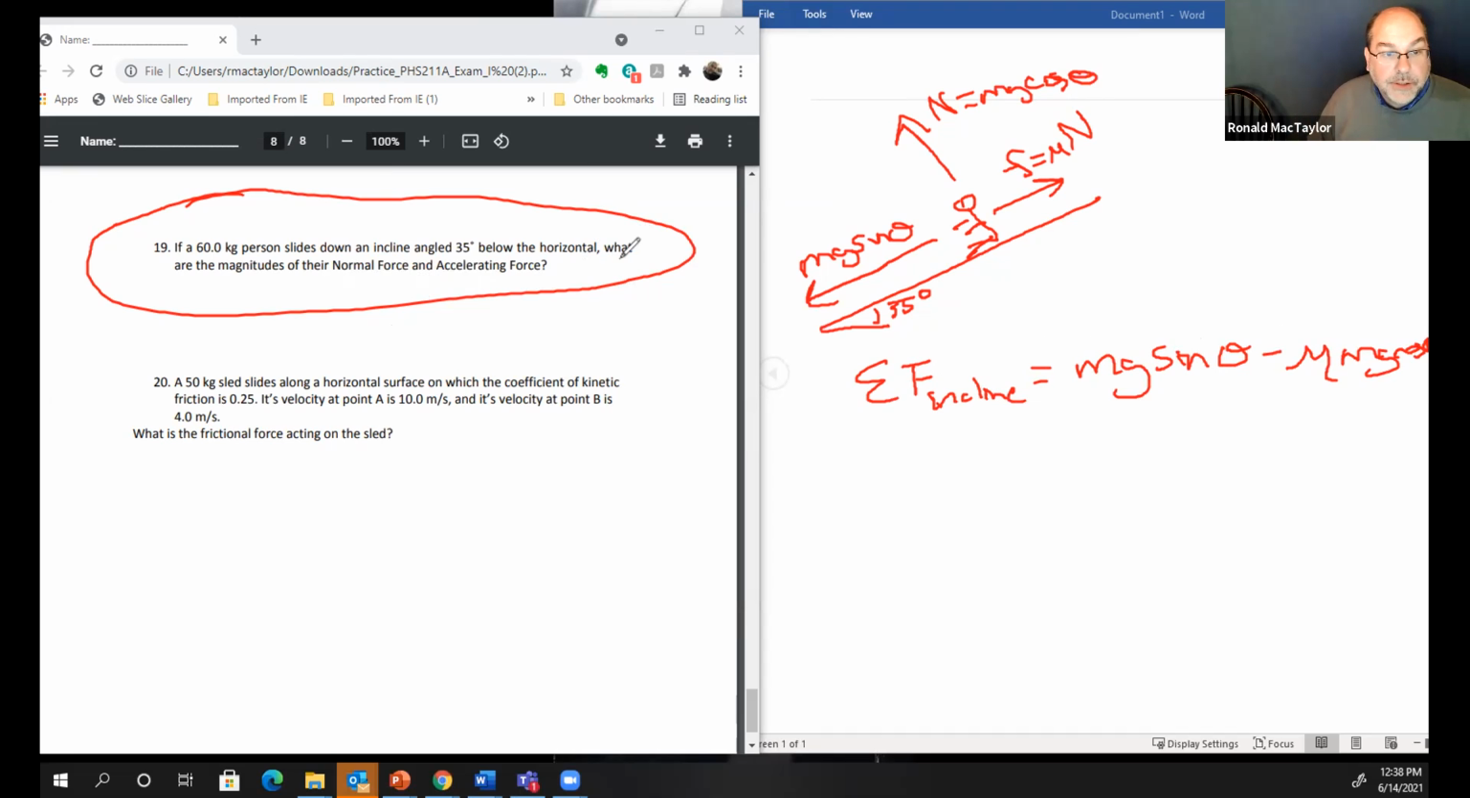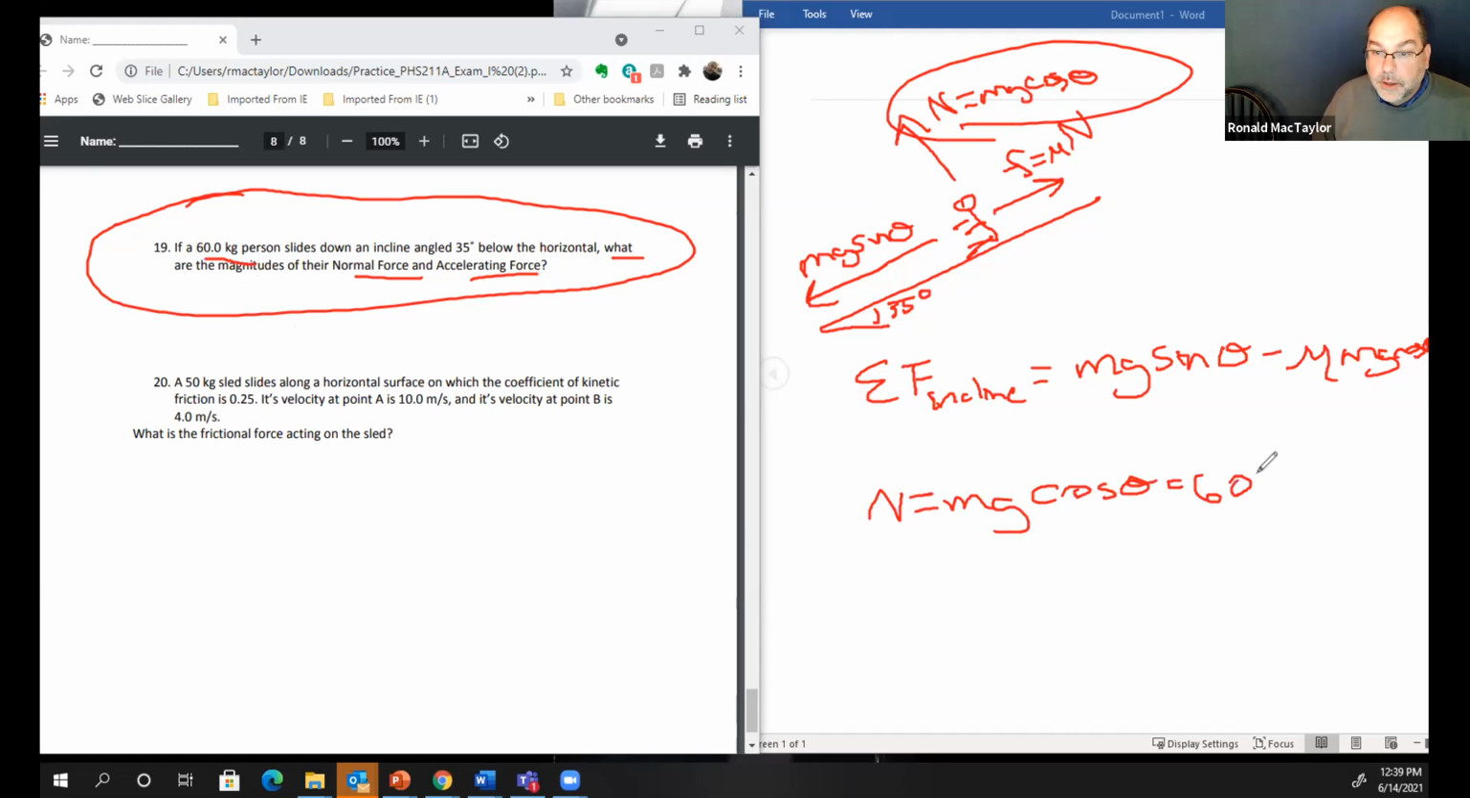This question is only asking what are the magnitudes of the normal force and the accelerating force. So the normal force equals mg cosine theta. That means 60 kilograms times 9.8 meters per second squared times cosine of 35 degrees.